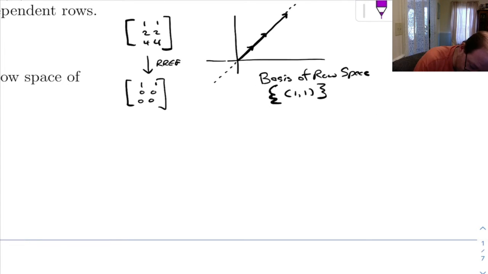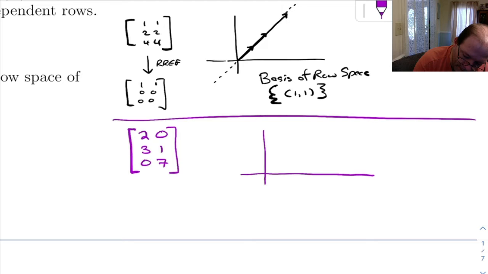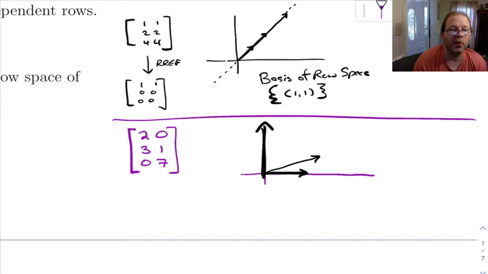Suppose we had this matrix, and we wanted a basis of its row space. Suppose we had 2, 0, 3, 1, and 0, 7. Now if you look at those, 2, 0 is going to be something sticking over here. 3, 1 is going to be up there. And 0, 7 is not quite to scale, but it's going to be pointing straight up. So you can get anything in the plane by taking linear combinations of those guys. So if we wanted to, we could take any pair of them and have a basis.